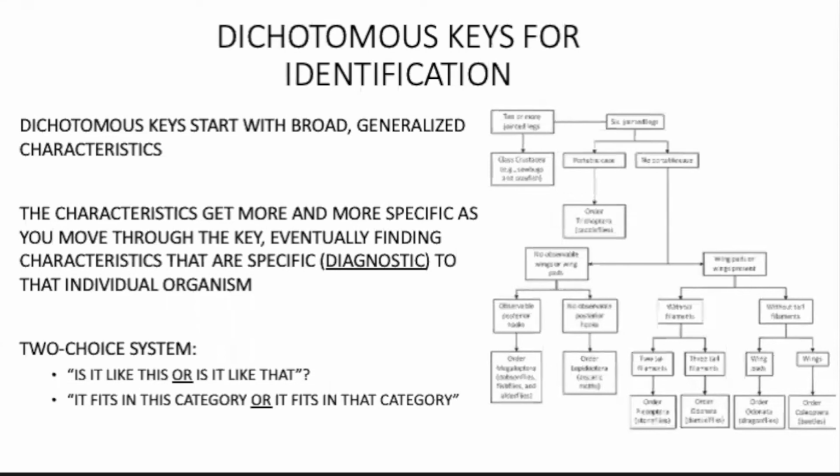The best way to start out a dichotomous key is with a broad, generalized characteristic, right? The characteristics are going to get more and more specific as you move through the key, kind of like what we talked about at the beginning of exercise 1, eventually finding characteristics that are specific to that individual organism. It's always going to be a two-choice system, so always remember this or that. Do not try to include 3 or 4 or however many different scenarios here. It's going to be a this or that system all the way down.